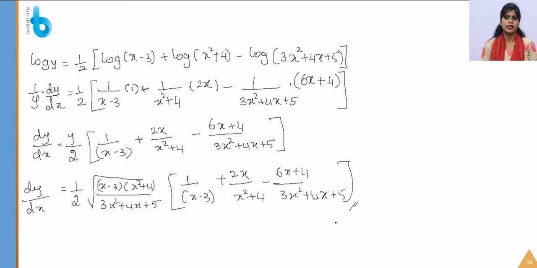And hence we got the answer. So guys, this is how you should do the logarithmic differentiation and this is how you should apply your chain rule when it comes to the composition of two functions. Sometimes, as we will see in one more example, we will have composition of three functions also. In the same manner you do the chain rule.